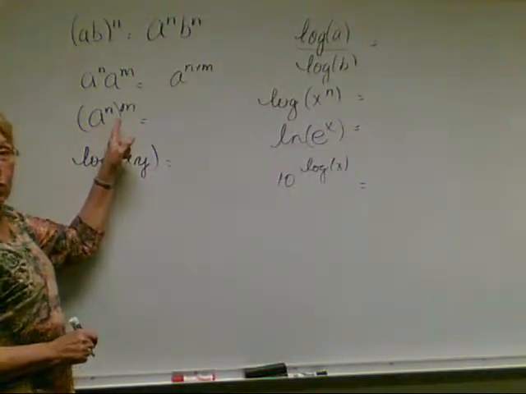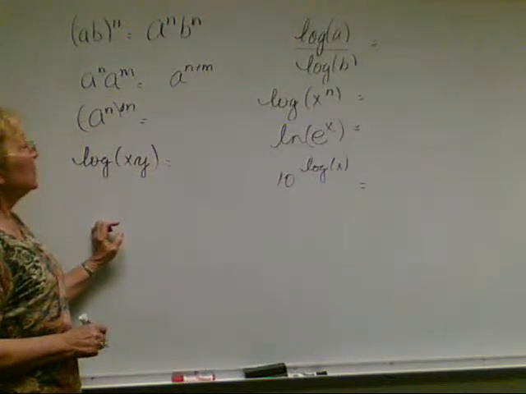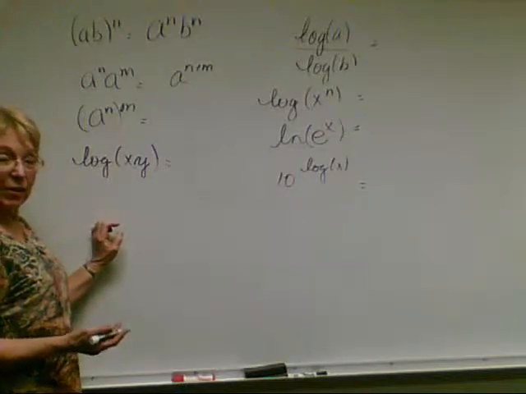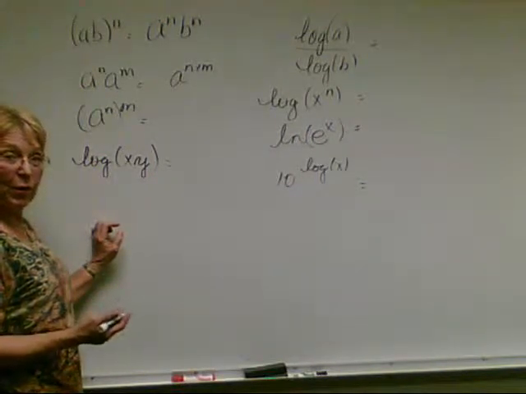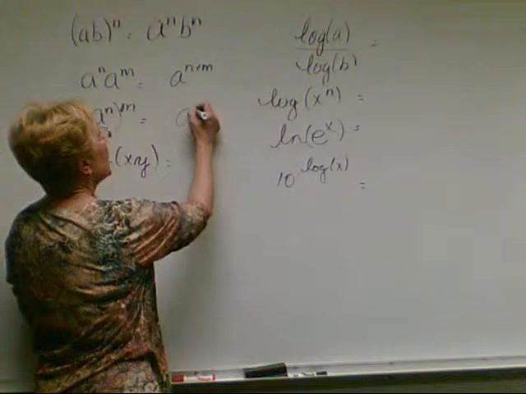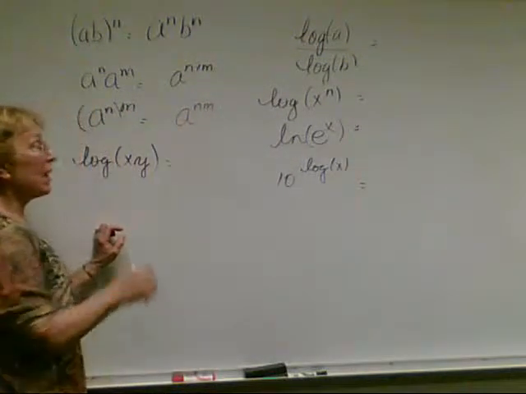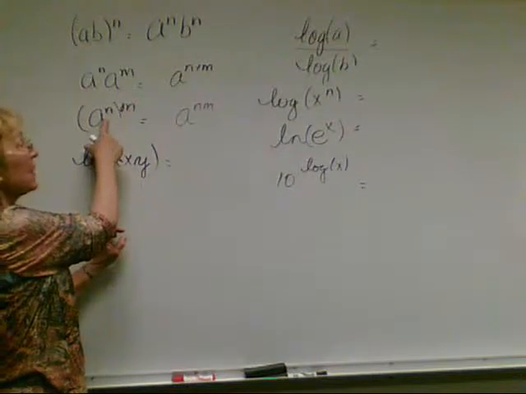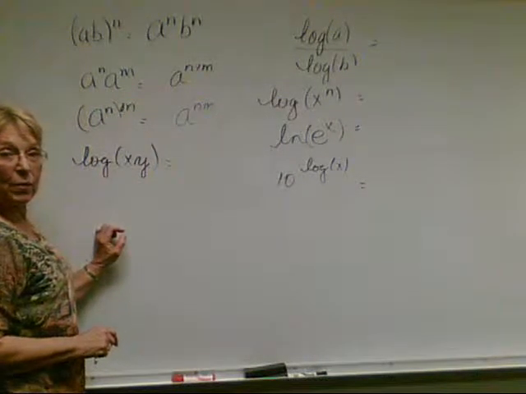This one is a power raised to a power. So our 10 squared, like 10 raised to the 3rd power, or cubed, is the same thing as 10 to the 6th. So we're going to show that when this happens, we multiply the power on the base times the power it's raised to.